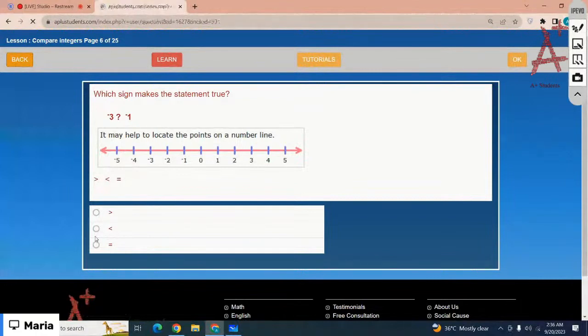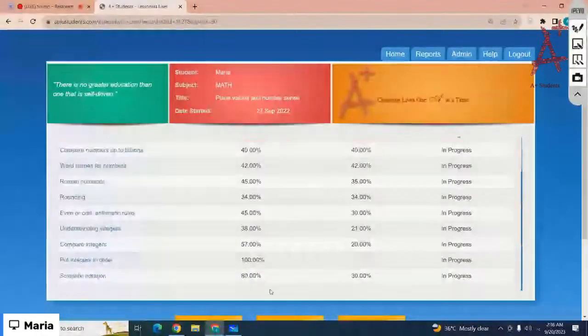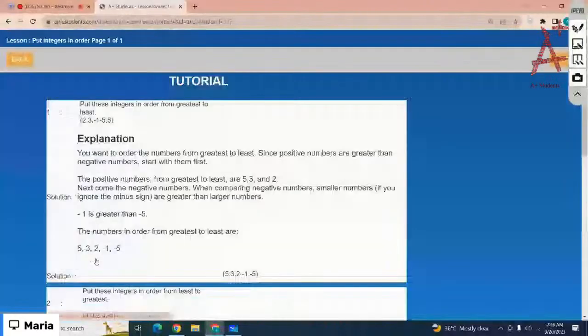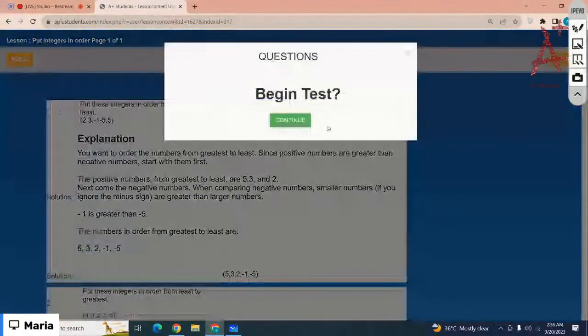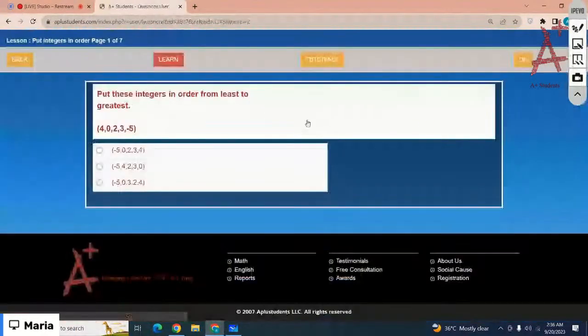The next lesson is put integers in order. How do we arrange them in order? We have already done some of the practice questions. Let's just do some more practice questions. So put these integers in order from least to greatest. So which is the correct option? How do you arrange them? Which option is the correct one?